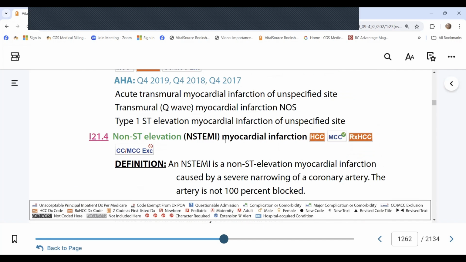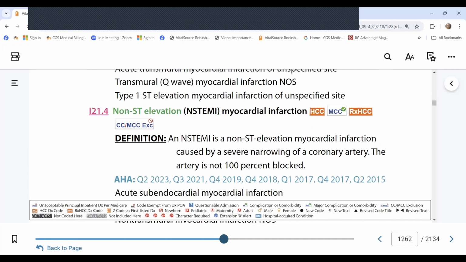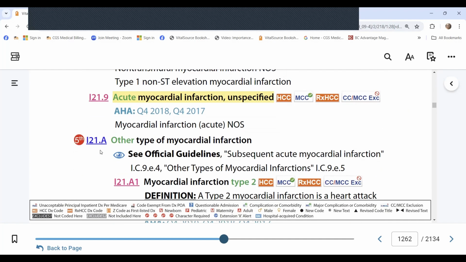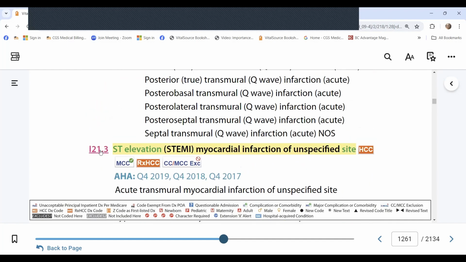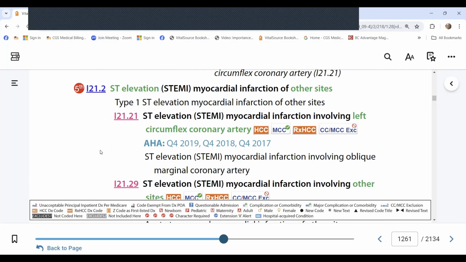So now we have the NSTEMI, the non-ST elevation, at I21.4. Notice the definition. An NSTEMI is a non-ST elevation myocardial infarction caused by a severe narrowing of a coronary artery. The artery is not 100% blocked. So there is the difference between your STEMI and your NSTEMI. Okay, so how would we even code this? All right, give me just a moment and we're going to see.